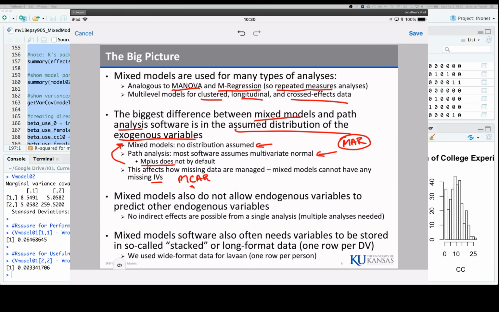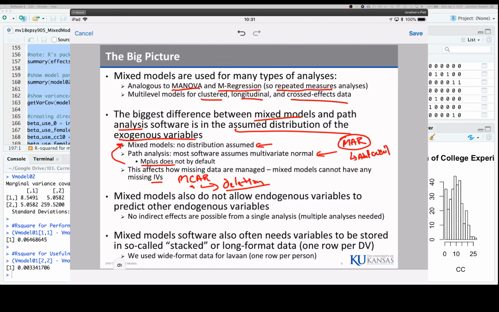What missing at random ends up doing is using all available data, whereas missing completely at random, or at least for our analysis here, starts doing deletion of observations that are missing any variables. So deletion in general is not a good idea. So this is one of the drawbacks of the mixed model software.